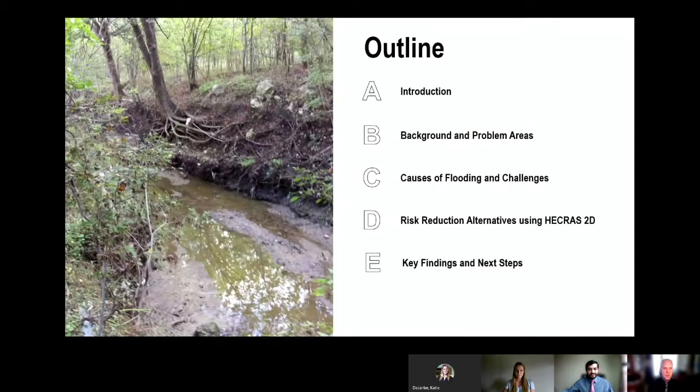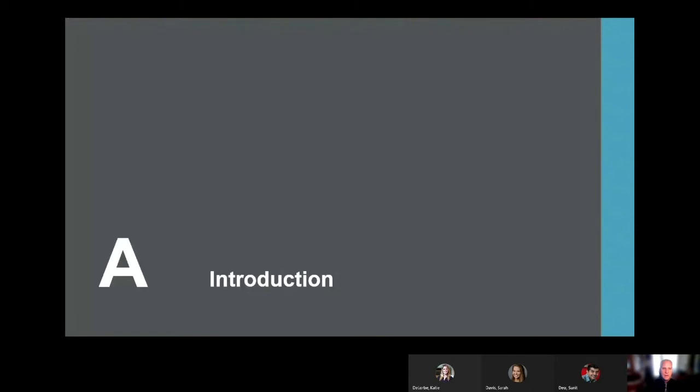In this presentation, I'm going to provide an overview of the study area. Then Sunit will describe the background and problem areas, followed by the causes of flooding and challenges. Next, Sarah will discuss the risk reduction alternatives using HEC-RAS 2D. Sarah and I will finish with key findings and next steps. Let's get familiar with the study area.